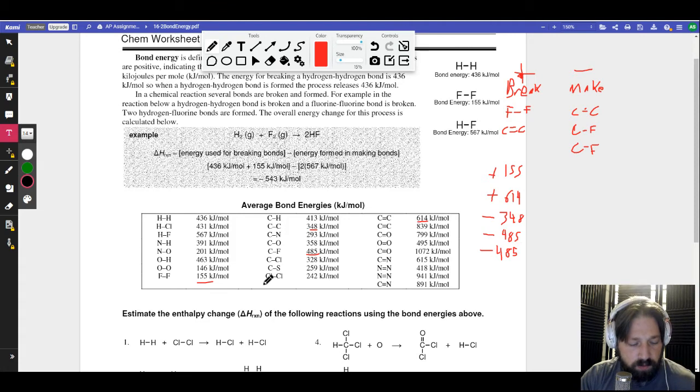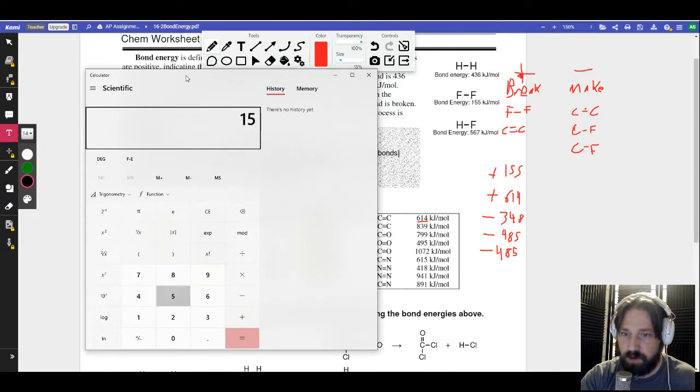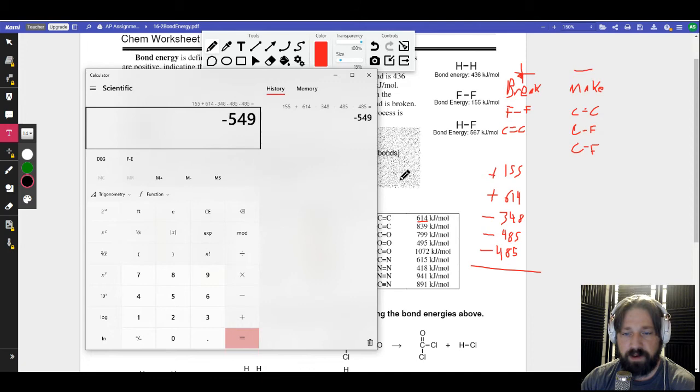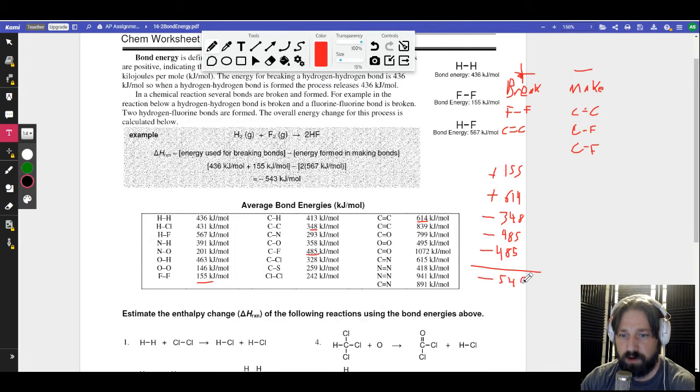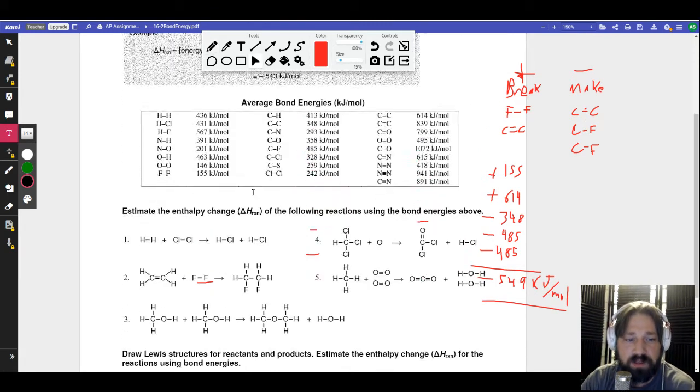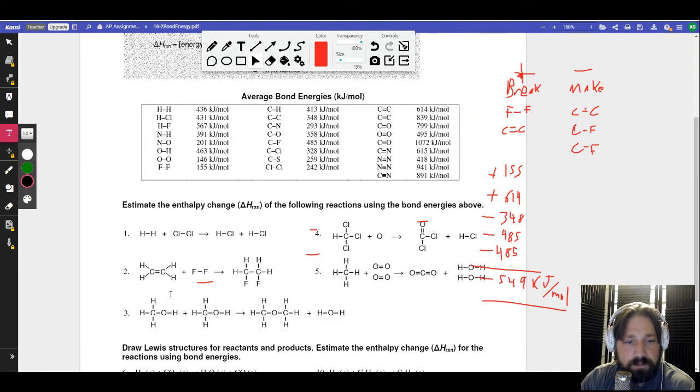Okay. And now we just need to calculate it. So 155 plus 614 minus 348 minus 485 minus 485. If we sum all this together, it is negative 549 kilojoules per mole. And this is, again, a pretty decent estimation of what this reaction down here is going to be doing if we are going to be making this reaction go through.